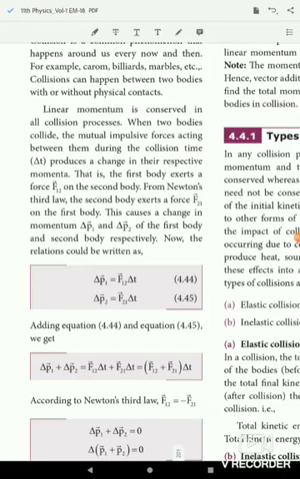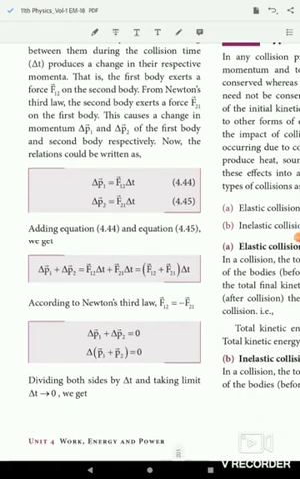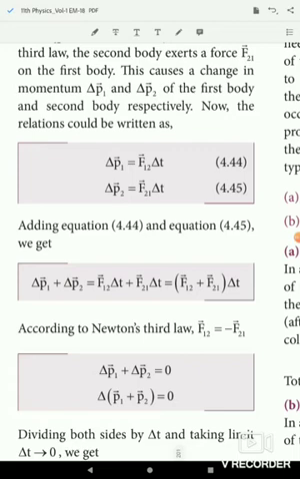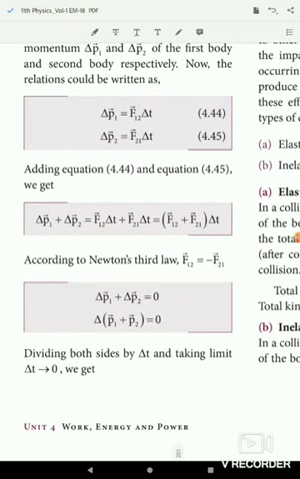This causes a change in momentum, delta P1 vector and delta P2 vector, of the first body and second body respectively. So you write the change in momentum: delta P1 vector equal to F12 vector delta t, and delta P2 vector equal to F21 vector delta t. Okay, add these two equations: delta P1 vector plus delta P2 vector equal to F12 vector delta t plus F21 vector delta t.